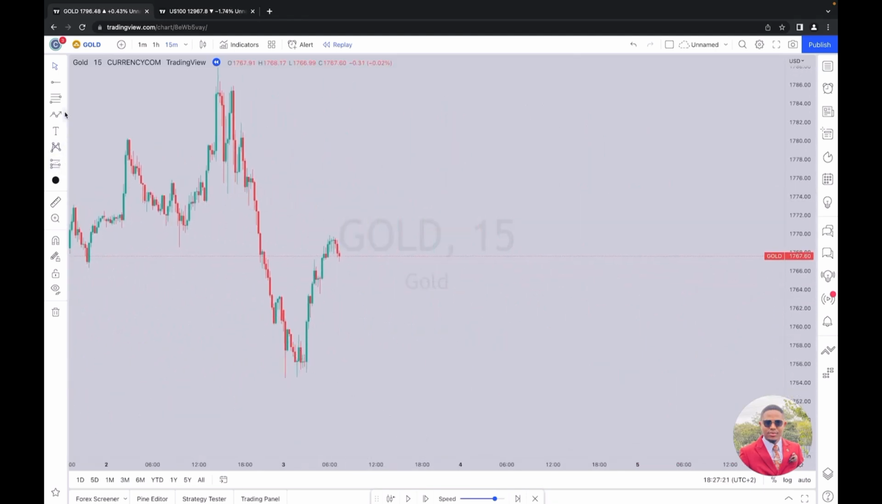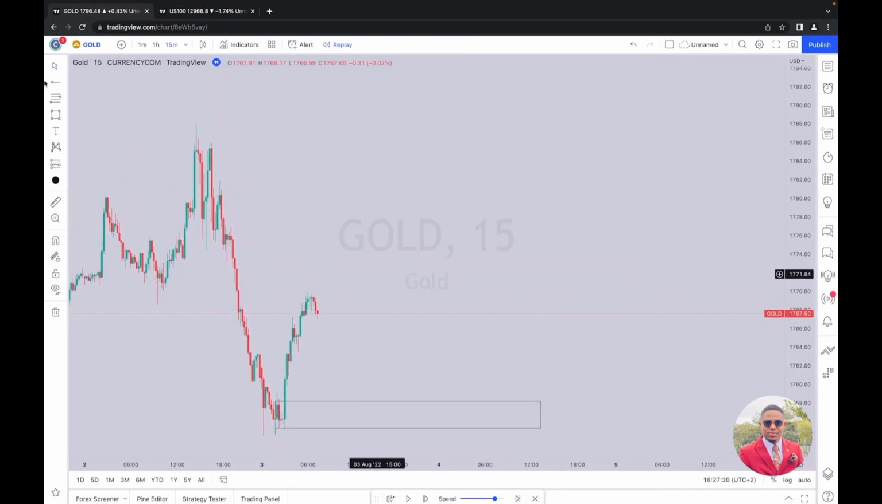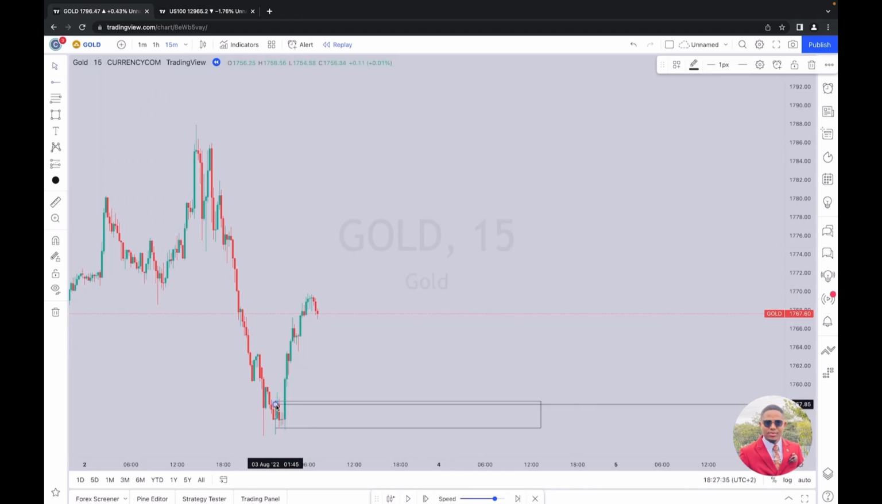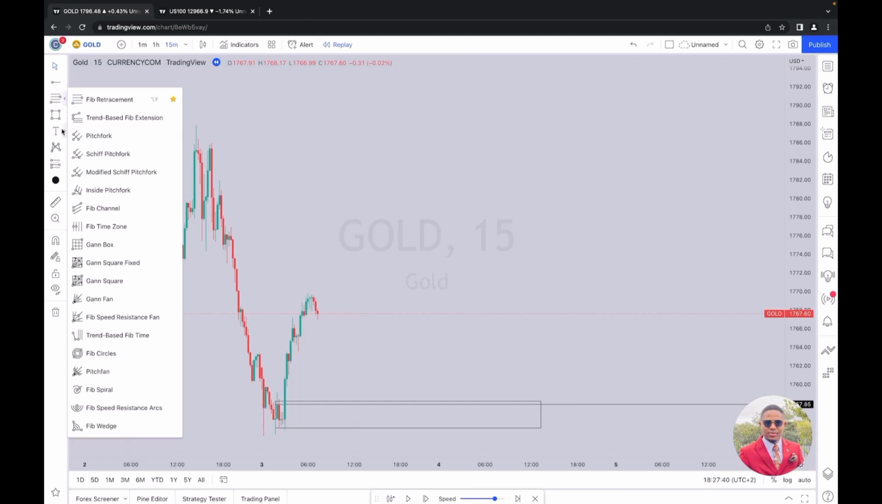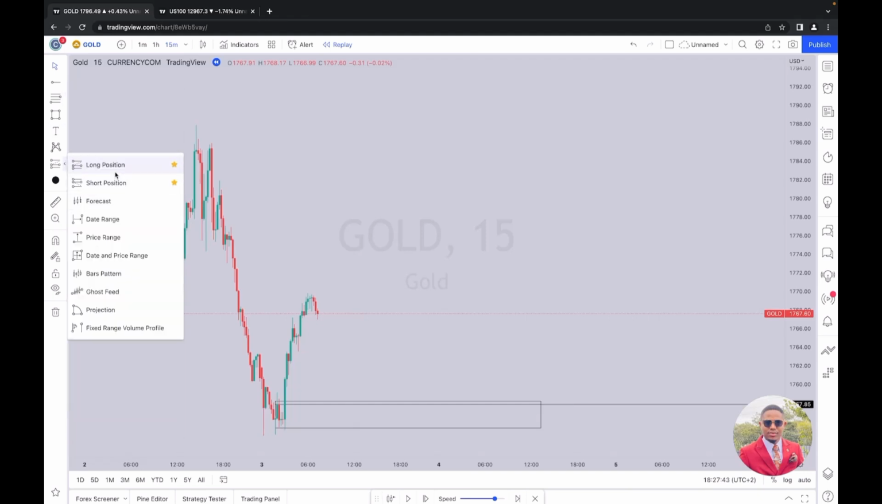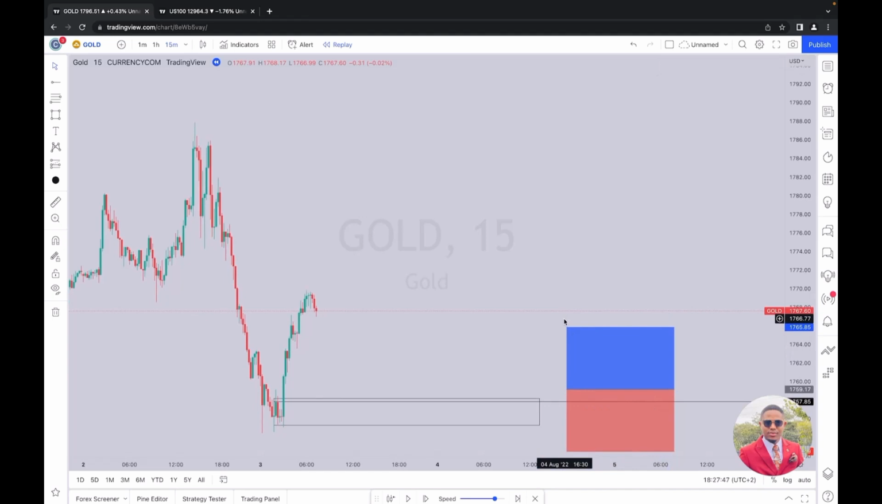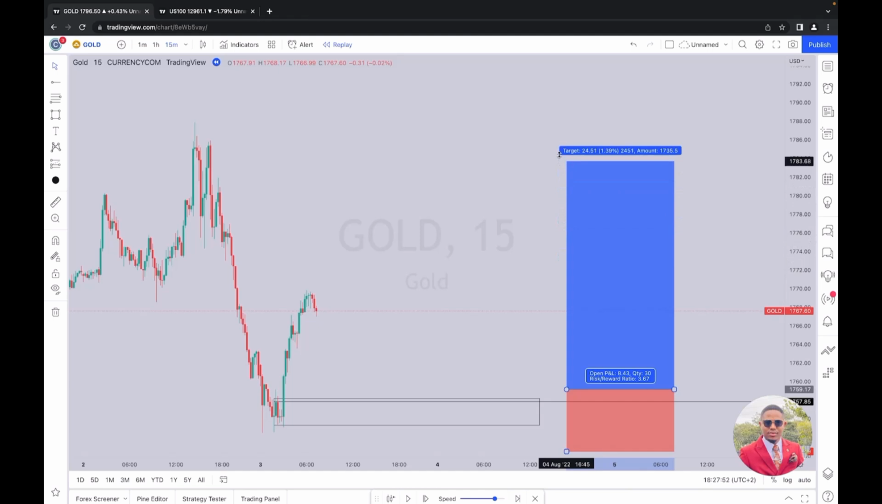Then what we are going to do here is come here and draw our OB like this. When we draw our OB like this, we are going to take a buy limit. We are going to put it straight on the opening of the red candle, guys. Then after that, we are going to go in long right here with gold.